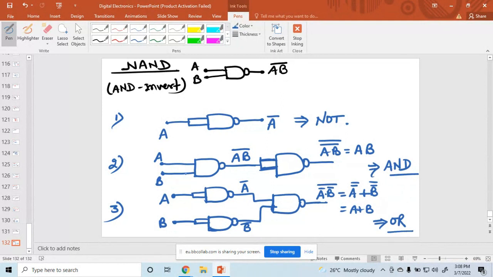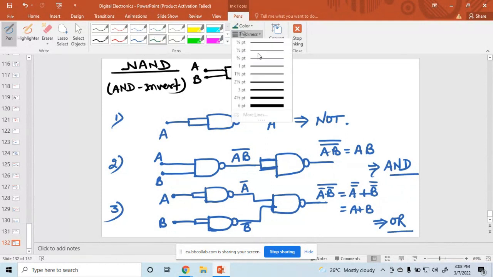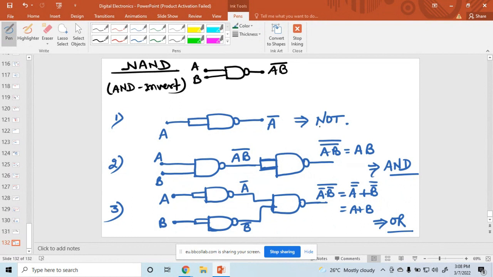So the question is how many NAND gates are required for designing a NOT gate. Here one NAND gate is required. How many NAND gates are required for designing an AND? Two. This one is 1 and 2. Similarly, designing an OR requires three logic gates.